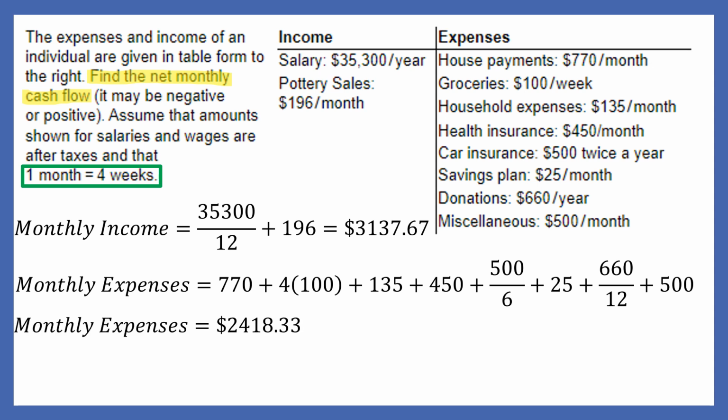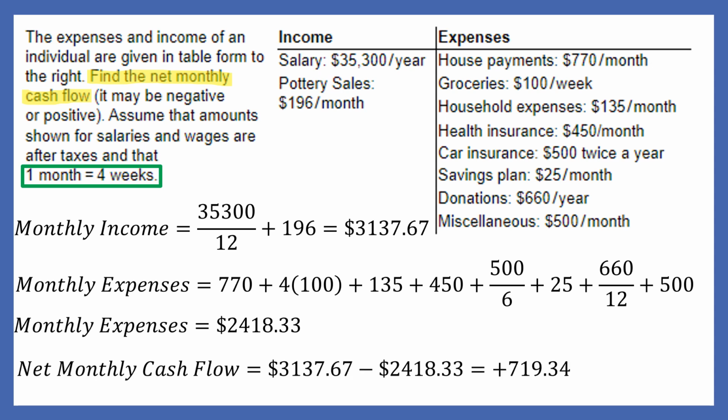If we do run all the numbers, we end up with $2,418.33, which means we actually spend less than we make. That's great news. It means we're going to have a positive cash flow. Actually, we have extra $719.34 in that cash flow that we get to figure out where we're going to spend that.